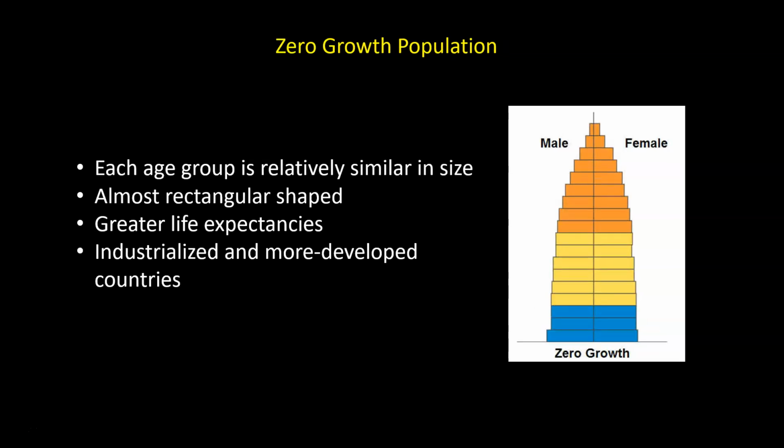Some populations have near zero growth. This diagram looks similar to a slowly growing one, but more people live well into their post-reproductive years. With the population having a greater life expectancy and fewer people in their pre-reproductive years, each age group is fairly similar in size, giving the diagram the appearance of a rectangle. Countries with this type of diagram include Spain, Russia, and Austria.